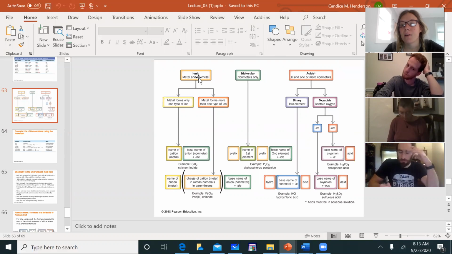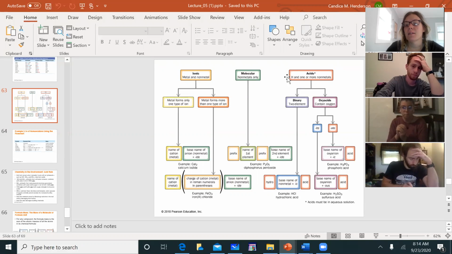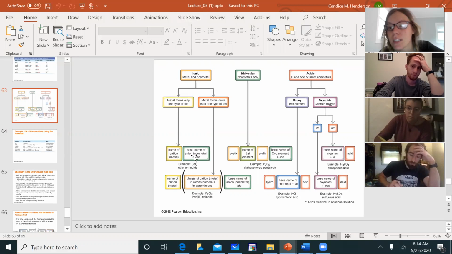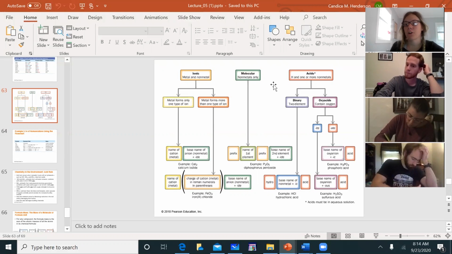Now, ionic, remember, just means that it's a metal combined with a non-metal. So if that first thing listed is a metal, you're 99.9% sure you can say it's ionic. Molecular is going to be two nonmetals, and then an acid is going to be where we have H sitting in the front. So like HCl or HBr or HSO4, something where the hydrogen is coming first.